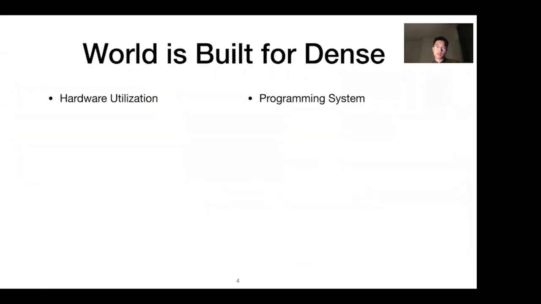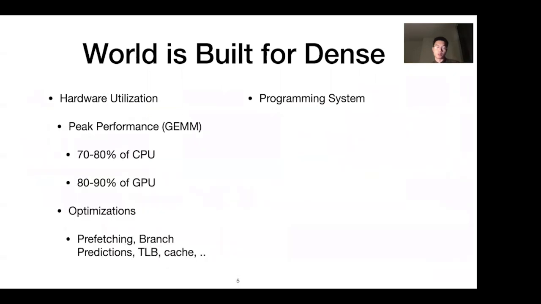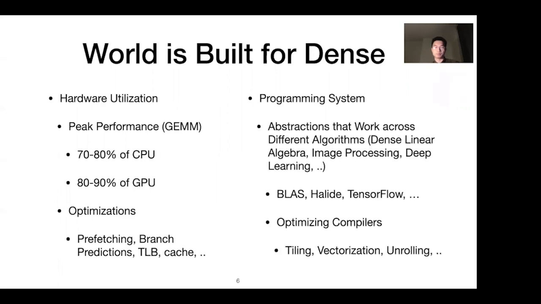However, the world of today is really built for dense computations. If you look at the hardware utilization rate of commonly used dense matrix multiply, you can easily get 70 to 90% of the peak performance of CPUs and GPUs. And there are a number of optimizations such as prefetch and branch prediction, TLB and cache, or hardware optimizations that are actually built to optimize dense computations.